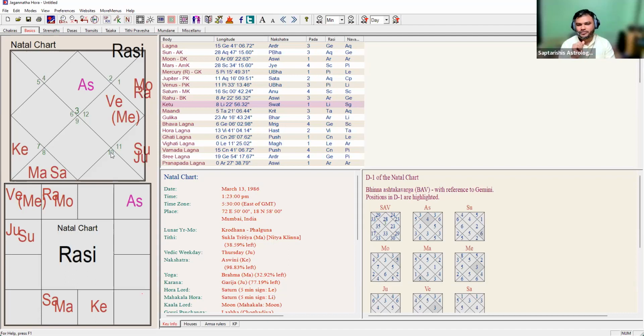No, see, I will tell you. The thing is, when we say this thing is not mentioned in the classical book, so we are not accepting it.